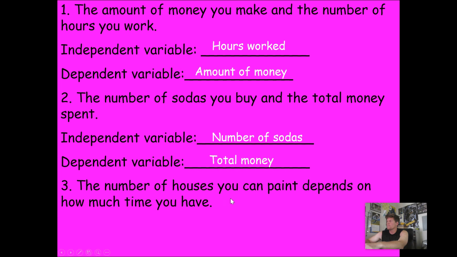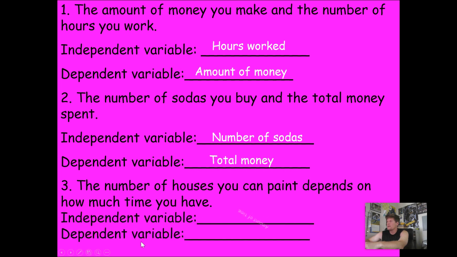Number of houses you can paint depends on how much time you have. Again, another depends in this situation. So breaking this thing down, independent variable, the amount of time. Dependent variable, the number of houses. How much time do I have? That's how many houses I can paint. Independent versus dependent variables. Now let's get into the modeling piece of it.